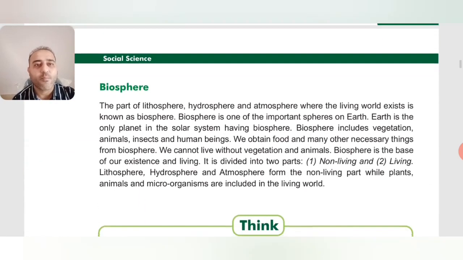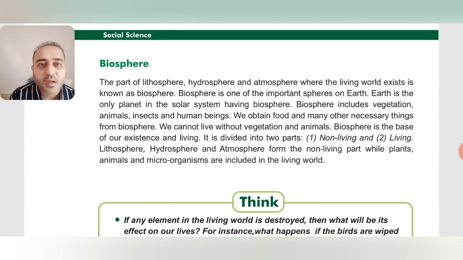Next is the very important sphere, which is the biosphere. The part of lithosphere, hydrosphere, and atmosphere where the living world exists is known as biosphere. Biosphere is one of the important spheres of the Earth. Earth is the only planet in the solar system having biosphere. As we have discussed in the beginning of our chapter, Earth is the only planet in the solar system which consists of life. That is due to the presence of atmosphere, hydrosphere, and lithosphere, and due to the combination of all these three spheres, the fourth sphere which is formed is your biosphere.